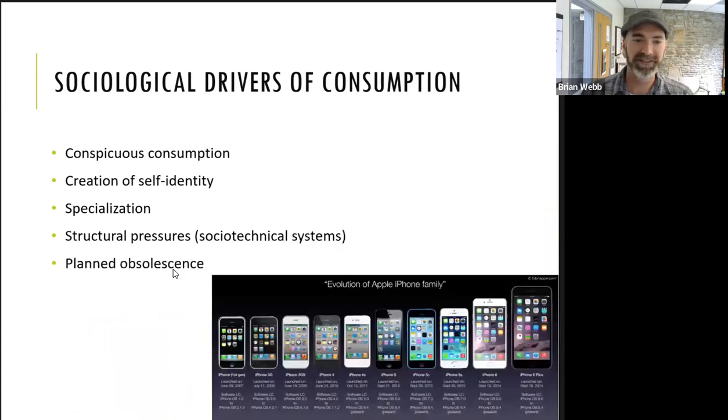So various examples. Planned obsolescence. I don't feel like I need to talk a lot about this because we have a good sense for what this is like. Things go out of style or they get upgraded, the newer, better phone, or they can't be repaired.